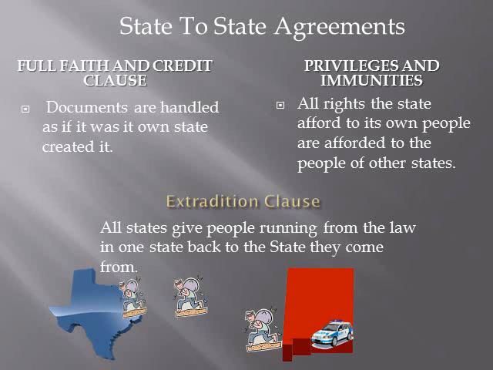State-to-state agreements. The full faith and credit clause states that documents in one state are credible in another state. The extradition clause states that all states give people running from the law in one state back to the state they come from. And privileges and immunities means all rights the state affords to its own people are afforded to the people of other states.